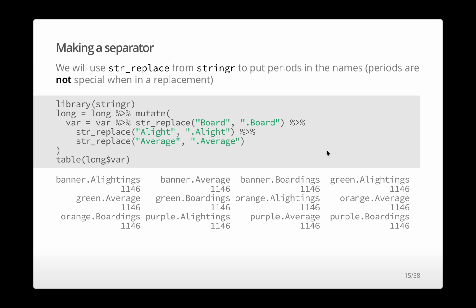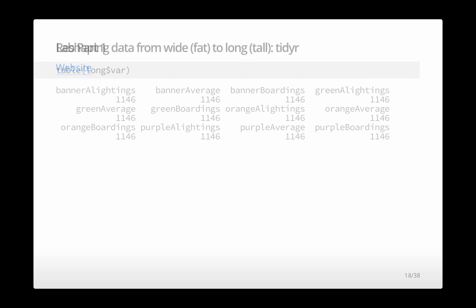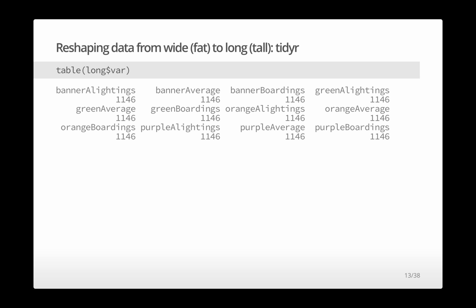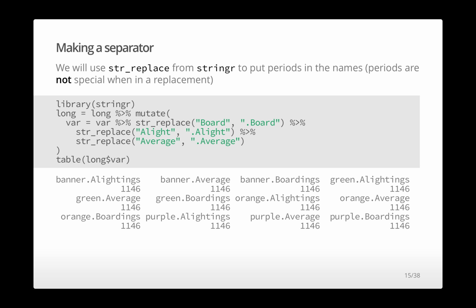Now, I'm going to do a little bit of replacing. Although the purple average, this kind of stuff is explicit, I know what they are, I want them separated by something. I'm fine with boardings, alightings, all that kind of stuff. So I'm going to separate them. In this case, I just chose a period. Probably a better idea would be to use an underscore. And I'll show why that's a better idea in a minute. So now we have banner, alightings, banner, average, and so on.